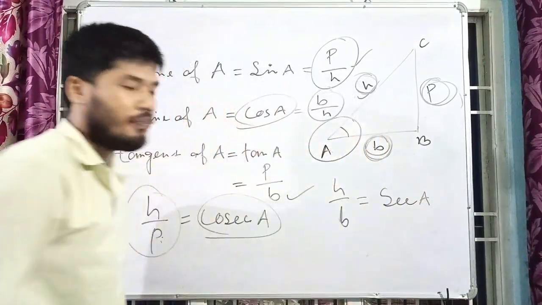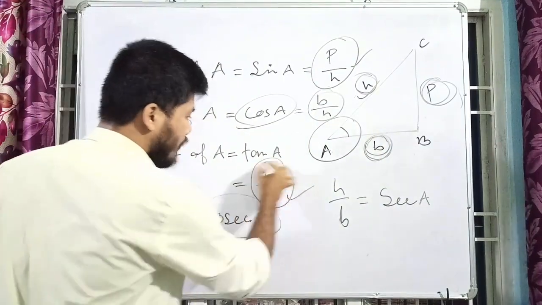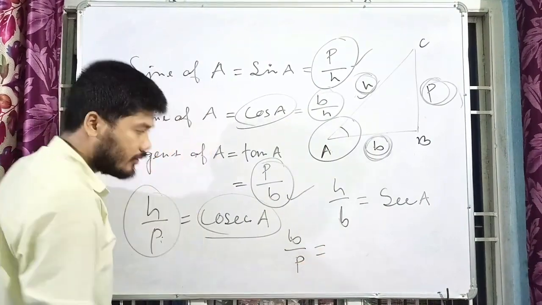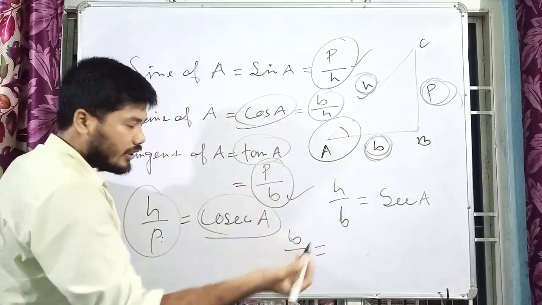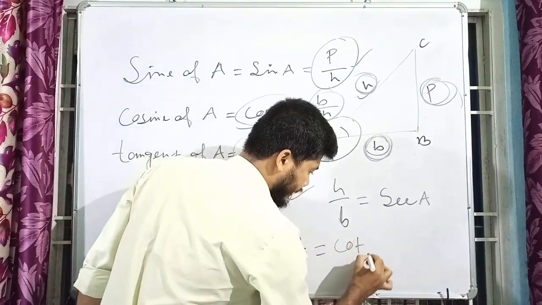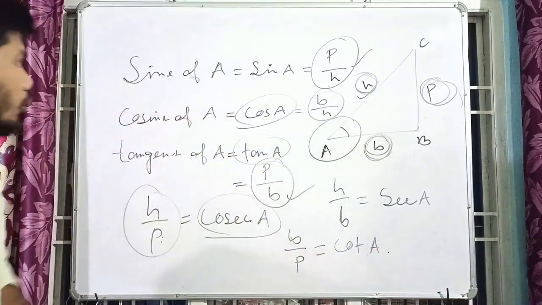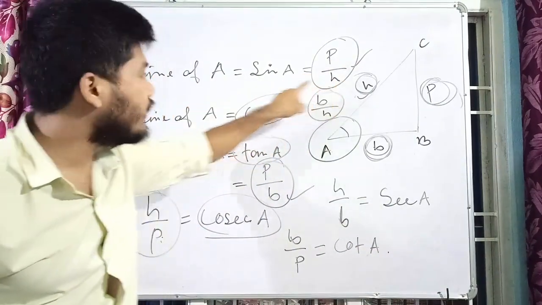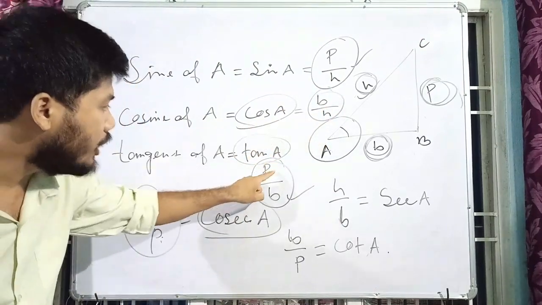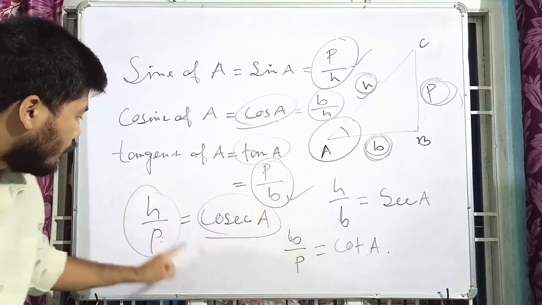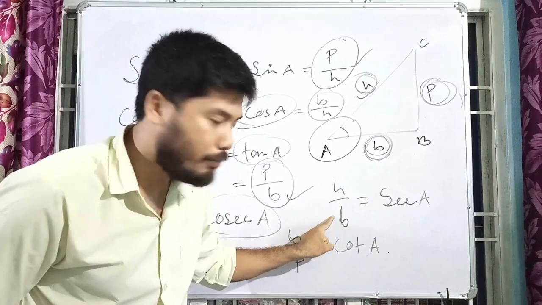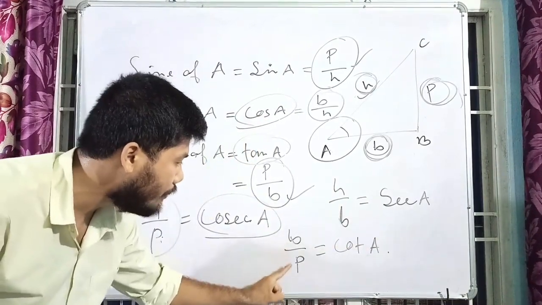Sec A. Got it? Similarly, instead of finding P by B, we can find B by P. Right? So this is called the opposite of tan A, that means the reciprocal of tan A, that is cot A. That is called cotangent, cot A. So if you find P by H, that is sin A. If you find B by H, then cos A. If you find P by B, then tan A. If you find H by P, then cosec A. If you find H by B, then this is sec A, and if you find B by P, then this is cot A.